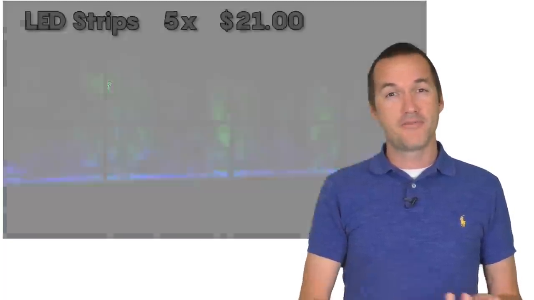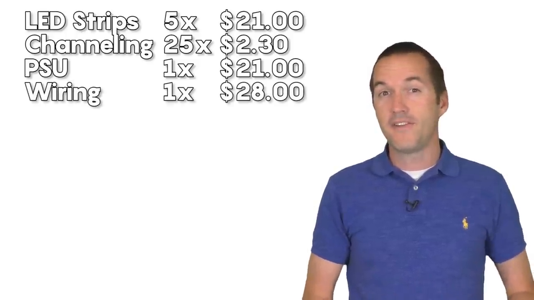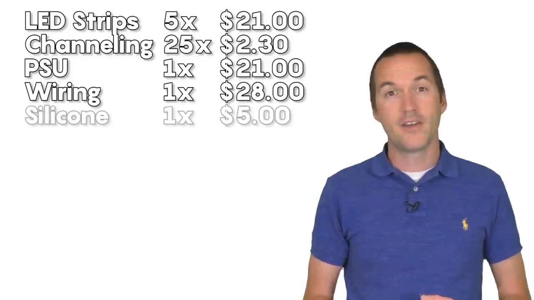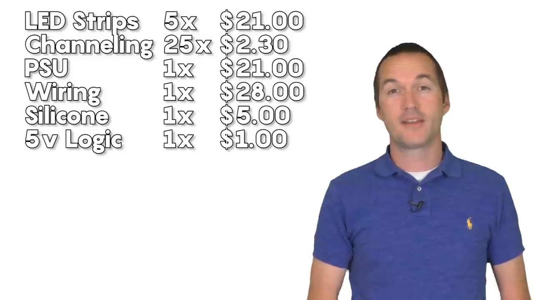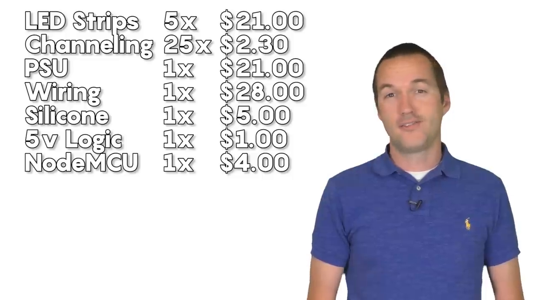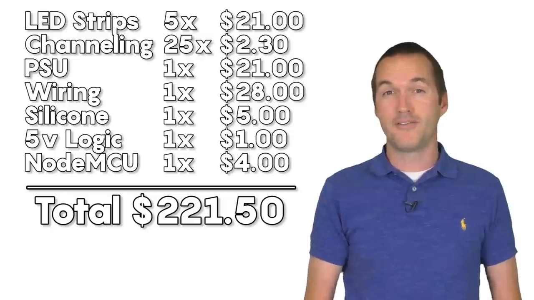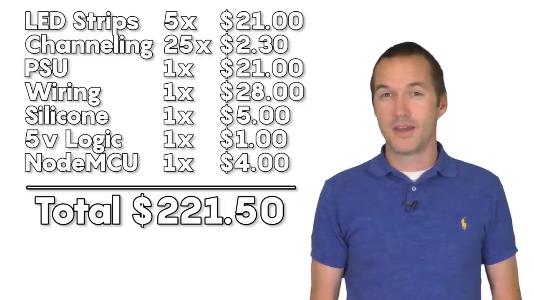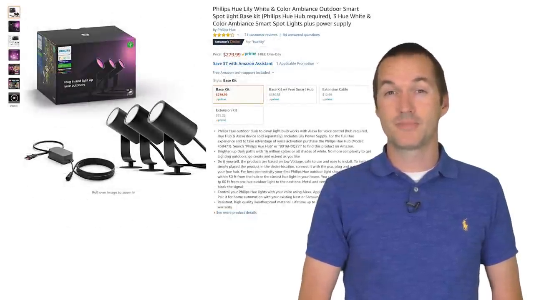So is it worth it to use LED strips as landscape lighting? For my project, I used 5 LED strips at $21 each, 25 meters of aluminum channel at $2.30 each, a 5-volt 40-amp power supply at $21, 50 feet of Romex cable at $28, a tube of 100% silicone sealant for $5, a logic level shifter that costs about $1, and then I used an existing Node MCU, but I'll go ahead and add $4 to the cost just for completeness. That means that my grand total for this project was $221.50, which is more than I thought I was going to spend, but still $50 less than just 3 Hue spotlights. And it has a lot more customizability.